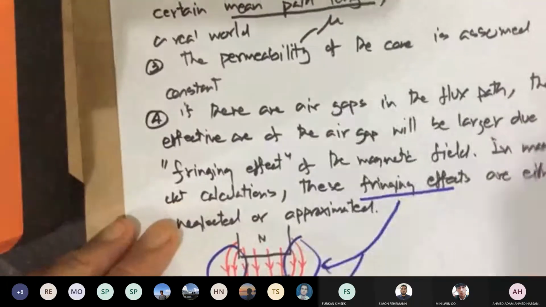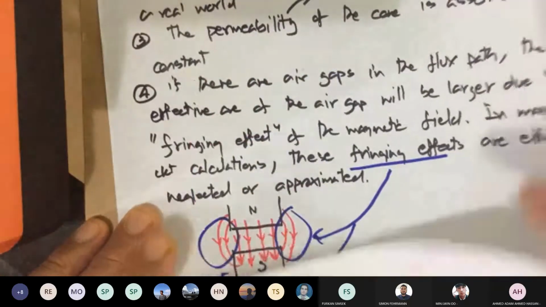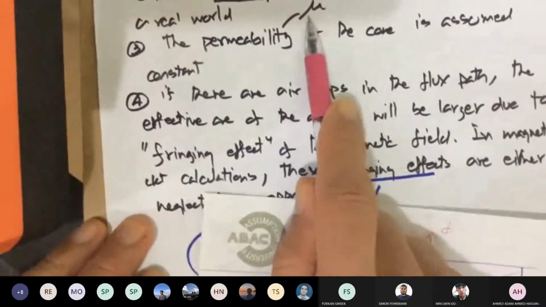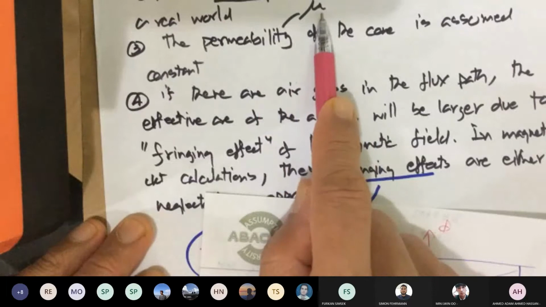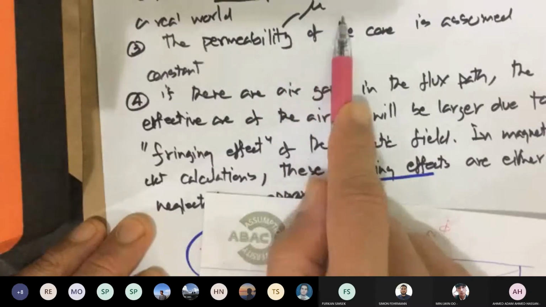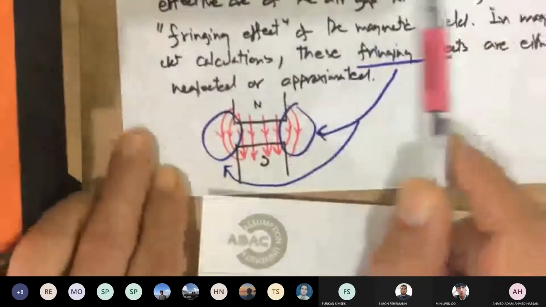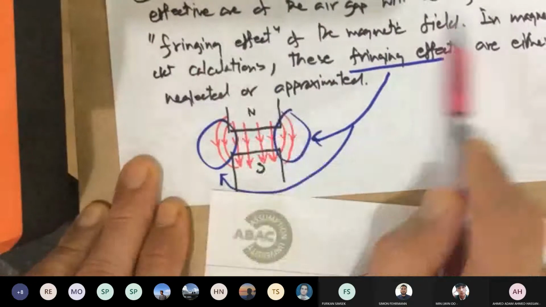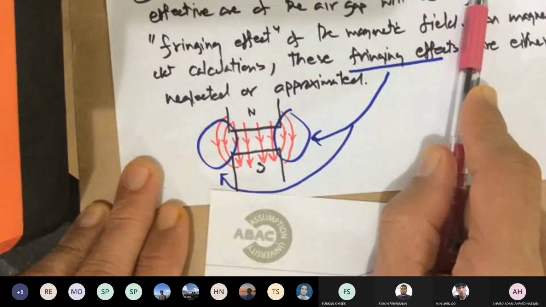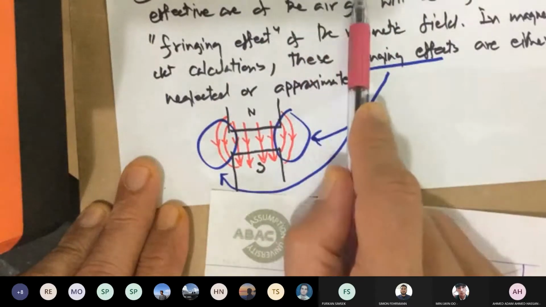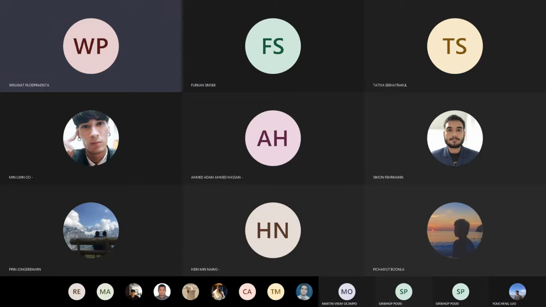Number 3, permeability of the core is assumed constant. We talk about that mu, right? Actually, in the real world, it's not really constant all the time. It depends on the environment, where you use it, stuff like that. But our assumption is that it's constant. And number 4, which is our main concern in all these assumptions, is that there may be air gaps in the flux path. What is an air gap? Your core that we drew earlier.